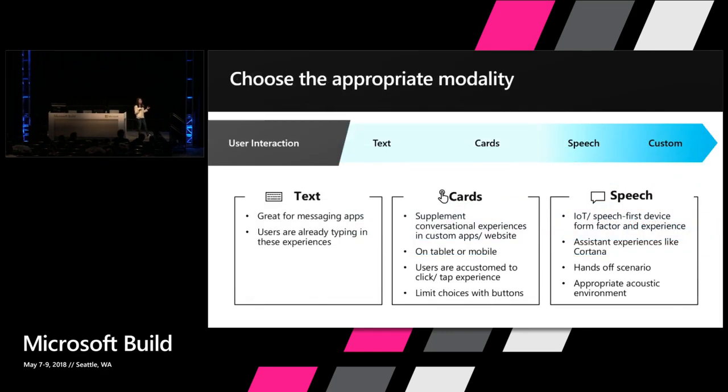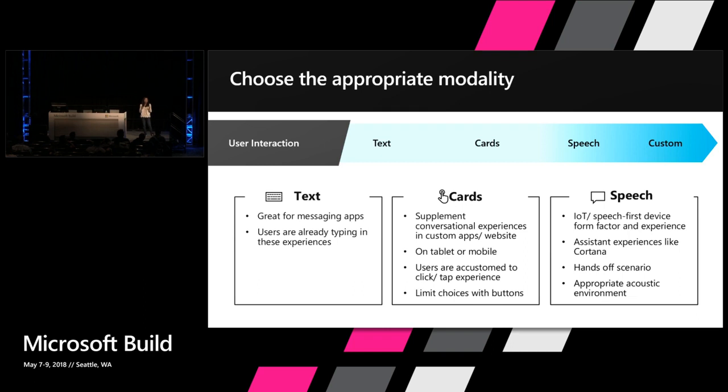For user interaction, there are many different types. It can be text, cards or buttons, speech, a custom app, custom website, or even custom device, or a combination of those different modalities. Depending on the scenario, how do you pick the right modality? Is the user already in the Messenger app, like the Facebook app, where users are very familiar with the typing experience? Or is the user on a tablet or mobile form factor, where they're already very familiar with navigating their way and getting tasks done by clicking and tapping?